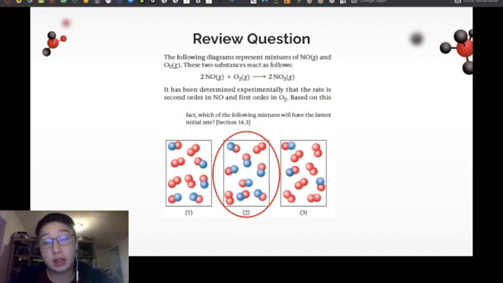And the reasoning behind it is, of course, that there is a higher concentration of nitrogen monoxide than oxygen. And that's necessary because the reaction quadruples with an increase in nitrogen monoxide, but only doubles with an increase in the concentration of oxygen, because if you remember back to our lecture on reaction orders.